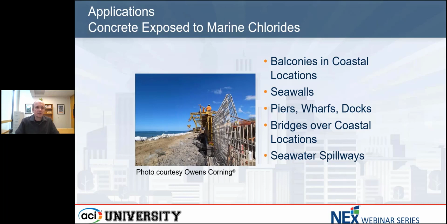So the photo that you see there is of a reinforced concrete seawall right next to the ocean. This wall is exposed to a tremendous load of chloride. And by using FRP bar instead of steel rebar, we can help increase the lifespan of those structures pretty dramatically by using non-corrosive types of reinforcement.